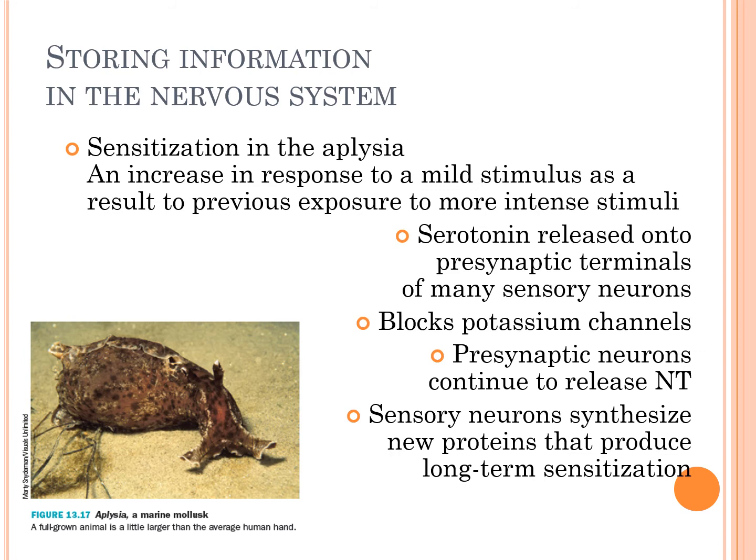Nice, simple nervous system, but there will be a facilitator neuron that can also be communicating there with the presynaptic terminals of the sensory neuron. And so that facilitator neuron is going to release serotonin to those sensory neurons. That's going to block potassium channels. And so what's going to happen is that neurotransmitter from the presynaptic neuron is going to be released for longer. So we're going to see continued release of neurotransmitter from the presynaptic neuron, and then sensory neurons will synthesize new proteins that produce long-term sensitization.